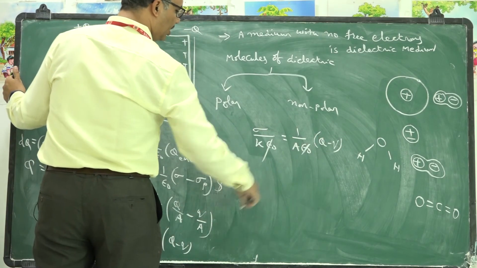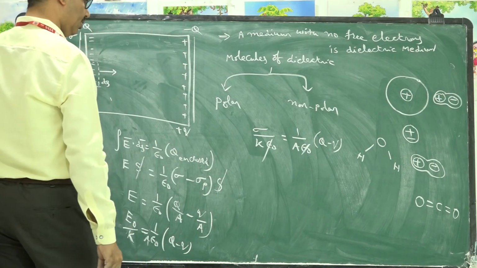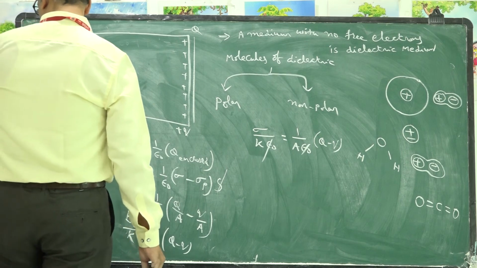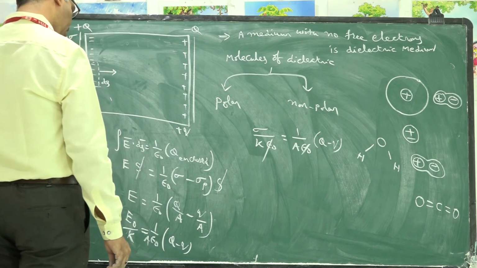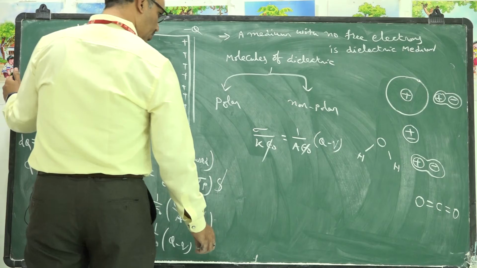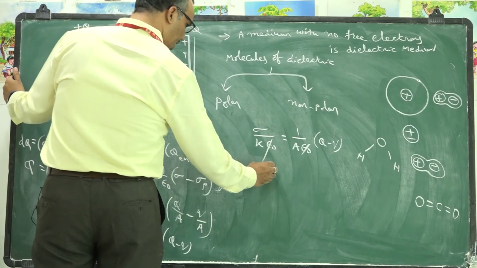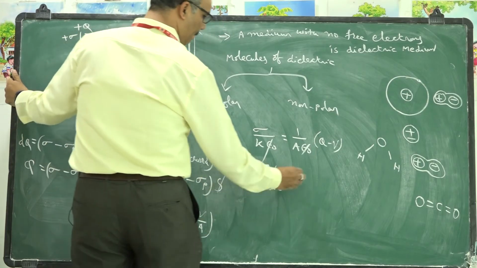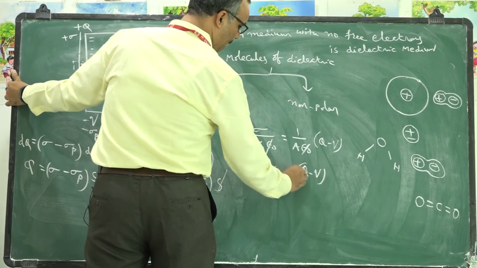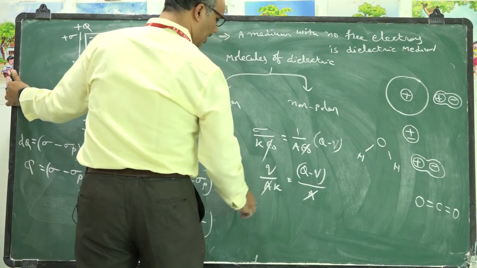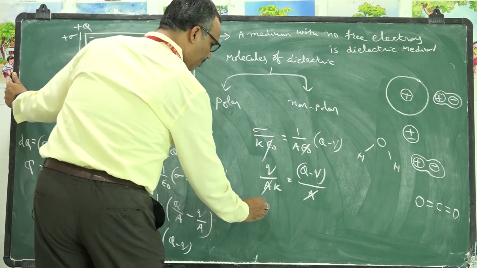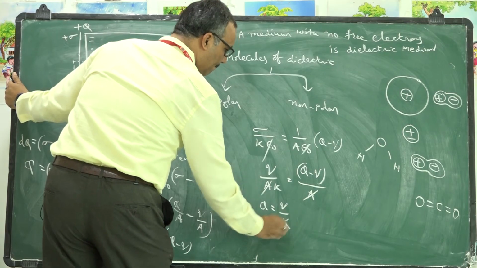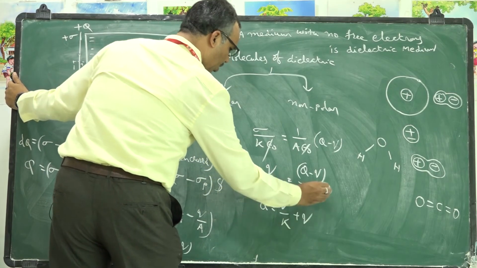Epsilon naught gets cancelled. Sigma can be written as Q by AK, into Q minus q by A. A gets cancelled. Capital Q by K is equal to capital Q minus small q.